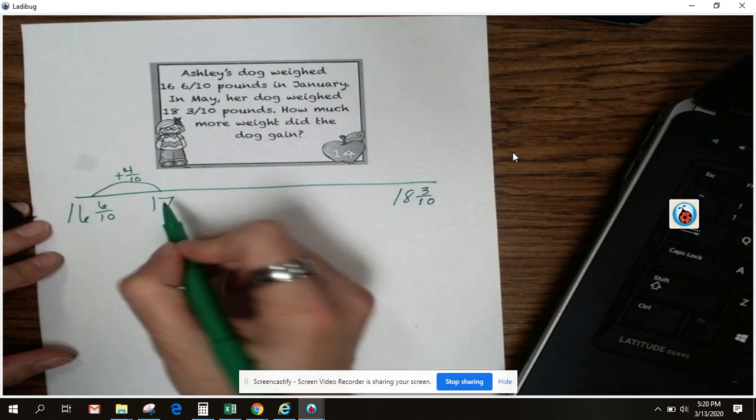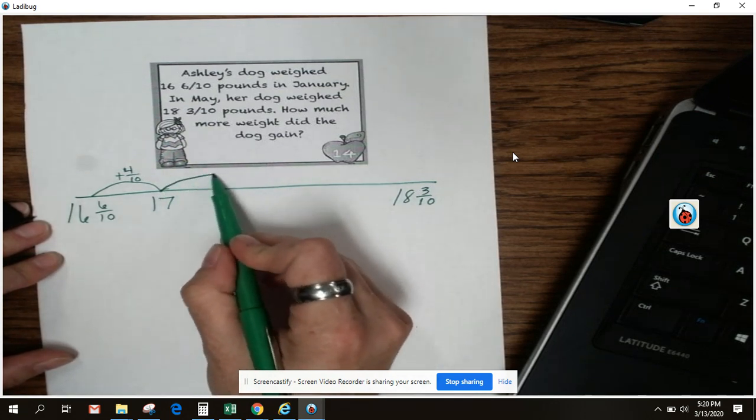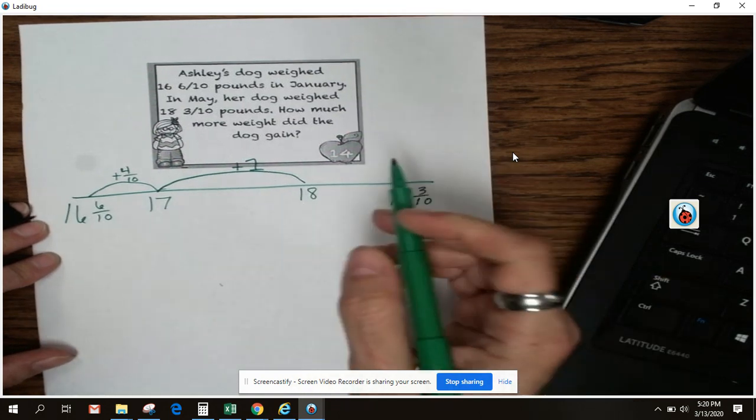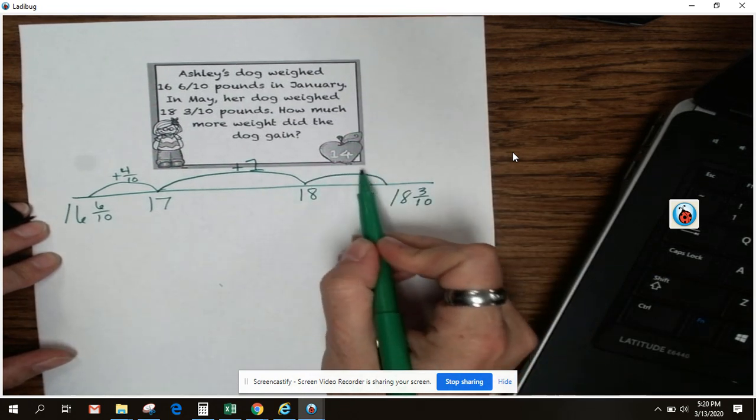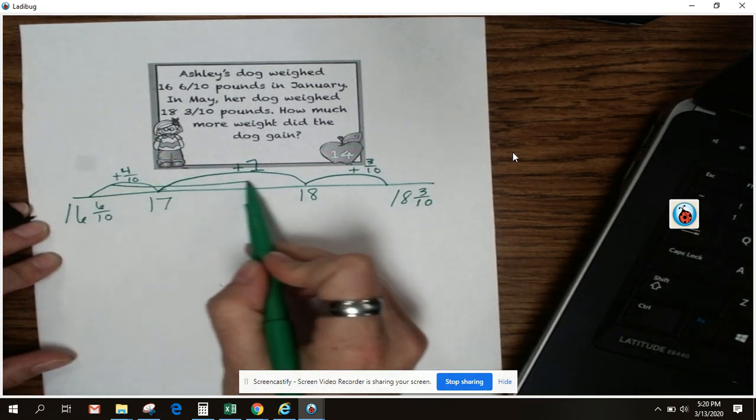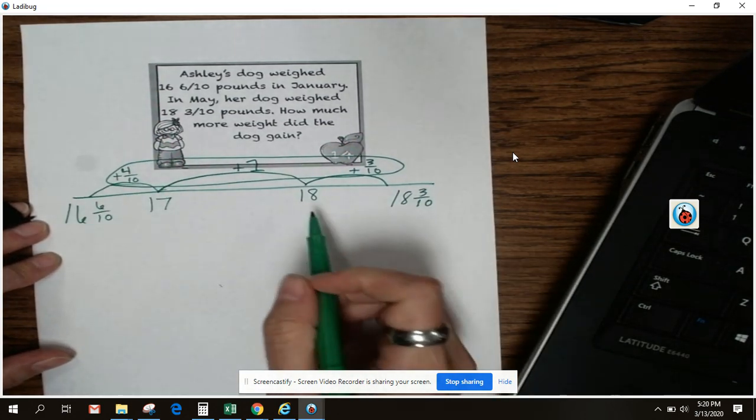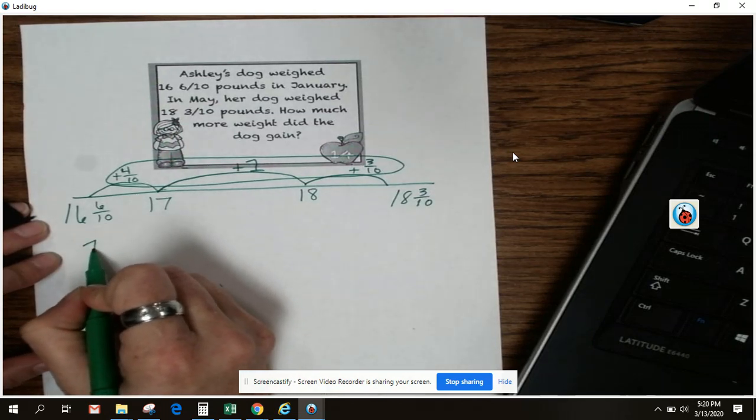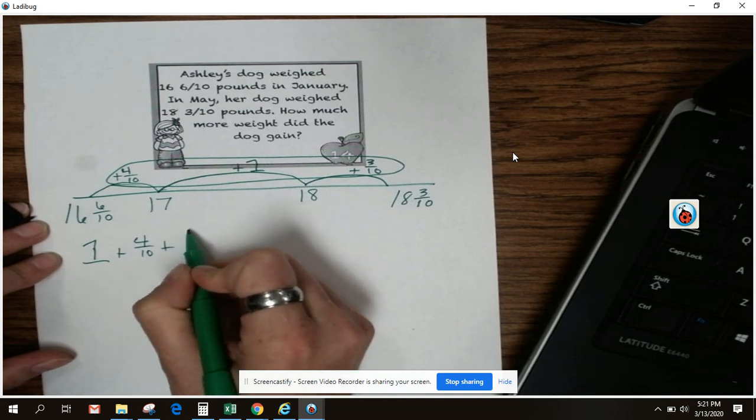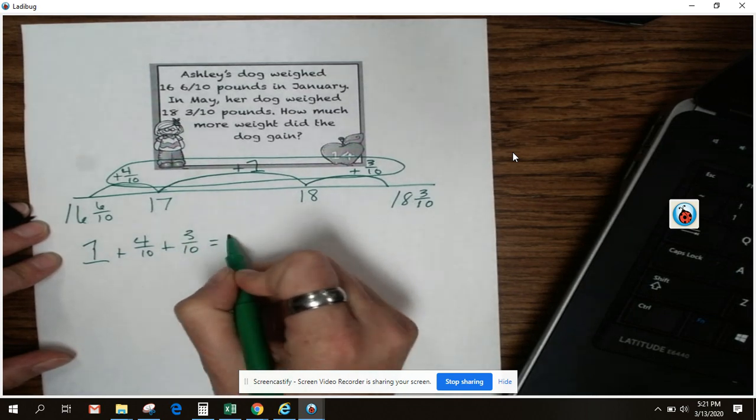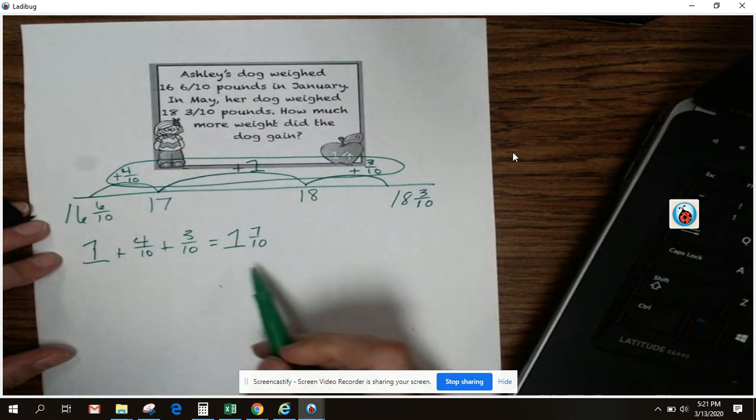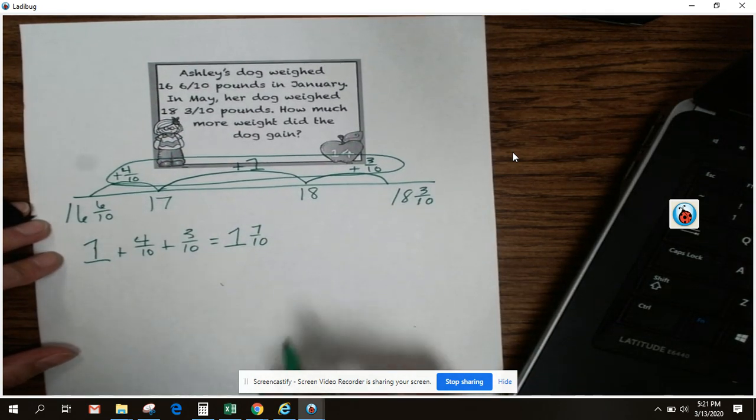Now we're at 17 wholes. Then we're going to add 1 whole to get us to 18. And then we're going to add 3 tenths to get us to 18 3/10. Then we will add our jumps together, and we see that that is 1 whole plus 4 tenths plus 3 tenths, which is going to equal a total of 1 whole and 7 tenths. So Ashley's dog gained a total of 1 and 7 tenths.